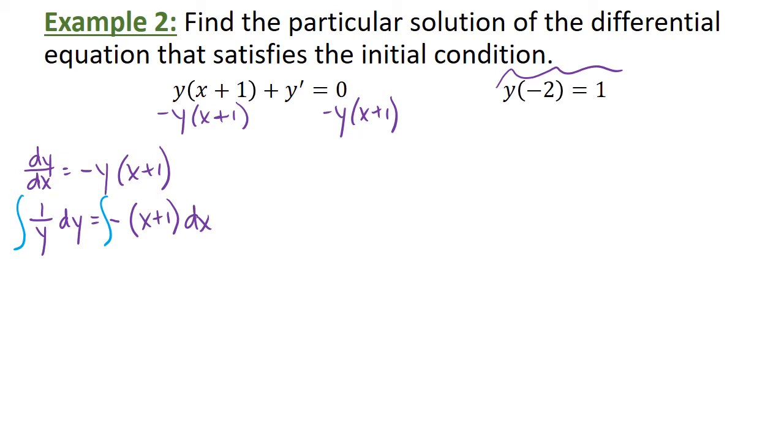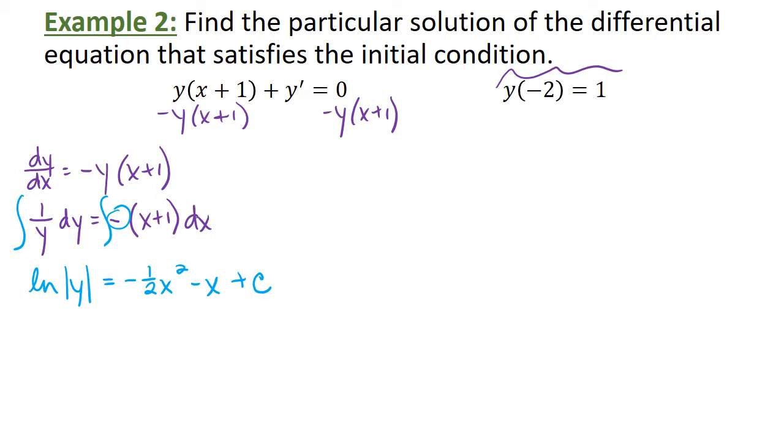When I integrate both sides, I'll find that on the left-hand side, the antiderivative of 1 over y is the natural log of the absolute value of y, is equal to, now be very cautious of that negative sign there, when you integrate that, you should get negative 1/2 x squared minus x plus c. A lot of people like to get y by itself before applying the initial condition.